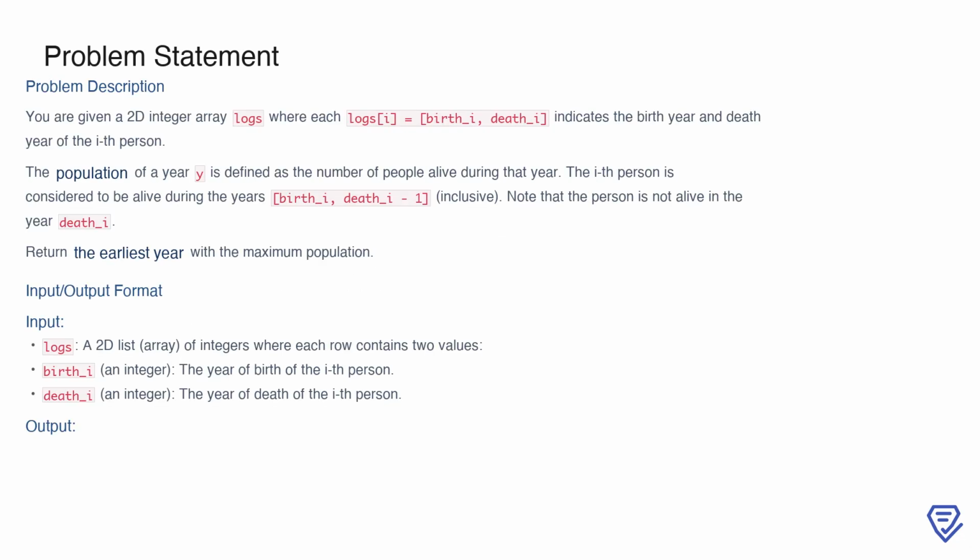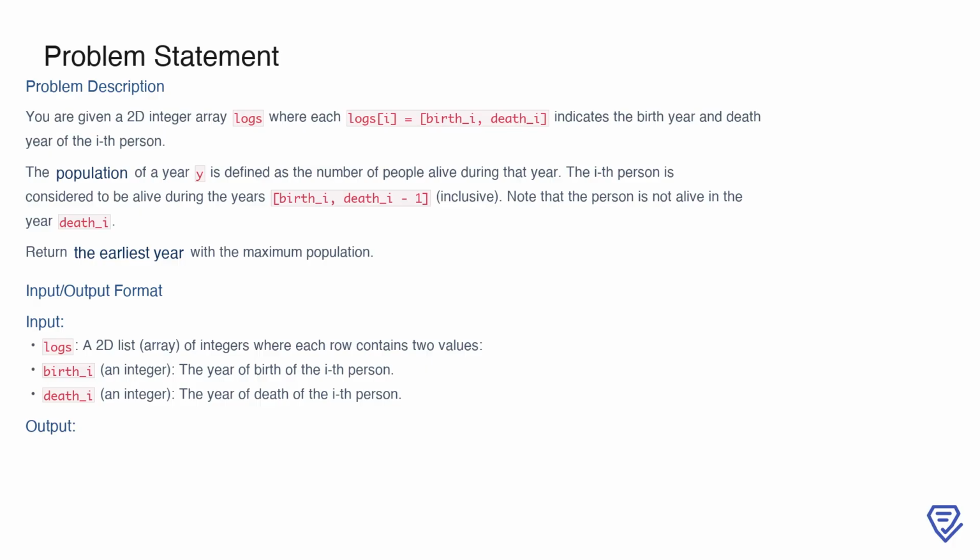In this problem, you're given a 2D integer array called logs, where each entry represents the birth and death years of a person. Specifically, for the ith person, logs[i] = [birth_i, death_i] means that this person was born in birth_i and passed away in death_i. The key detail to note is that a person is considered alive during the years starting from their birth year, birth_i, up to 1 year before their death year, death_i. For example, if someone is born in 1993 and dies in 1999, they are alive from 1993 to 1998, inclusive.